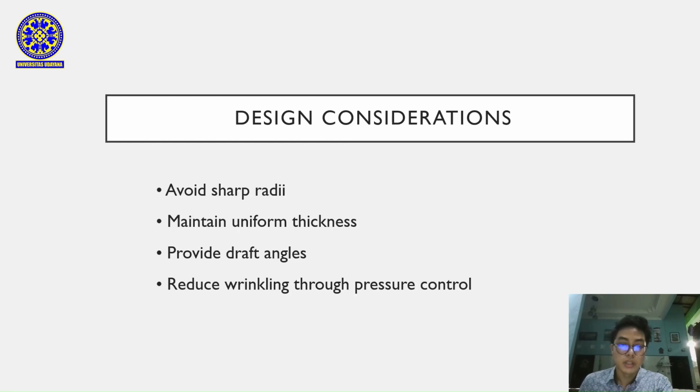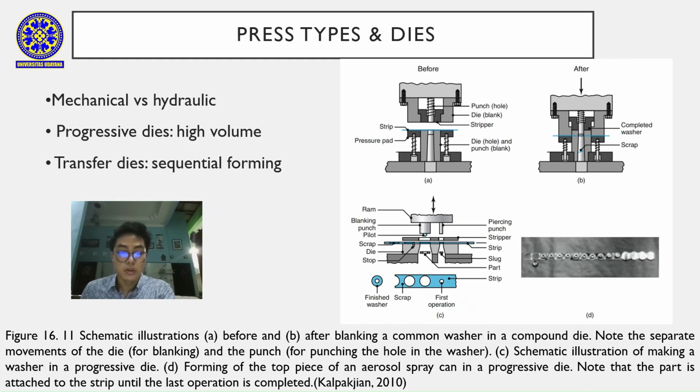Effective part design minimizes abrupt transitions, sharp radii, and excessive drawdown. Uniform wall thickness must be maintained to avoid localized thinning. Proper bead placement and blank holder force strategies suppress wrinkling and tearing. Mechanical presses offer high production speeds and are preferred for shallow forming. Hydraulic presses provide full tonnage capacity throughout the stroke, suitable for deep drawing. Progressive dies allow multiple forming steps in a single stroke, improving cycle efficiency for mass production.